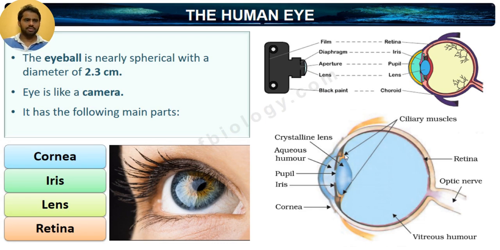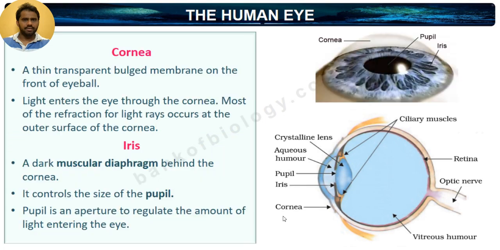What do the ciliary muscles do? Ciliary muscles will hold the lens. They will either contract or relax. So let us move ahead and start to understand everything. First of all, we have a cornea. Cornea is a thin, transparent, bulged membrane on the front of the eyeball.